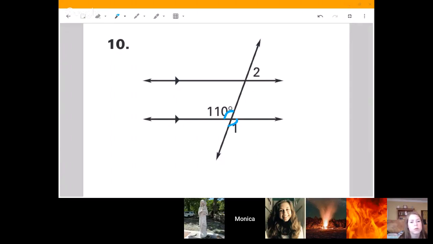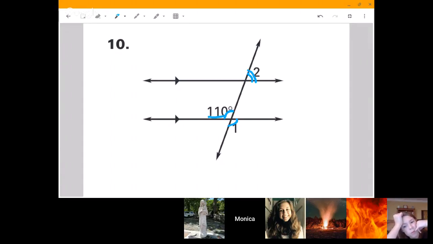Now, what about this angle 2 up here? How would we handle this angle? Do you see an angle that would be congruent with angle 2? Okay. So let's try this. When you look at this picture, we know that corresponding angles are congruent, right? And corresponding angles are angles that are in the same position in relation to the transversal and the parallel lines.